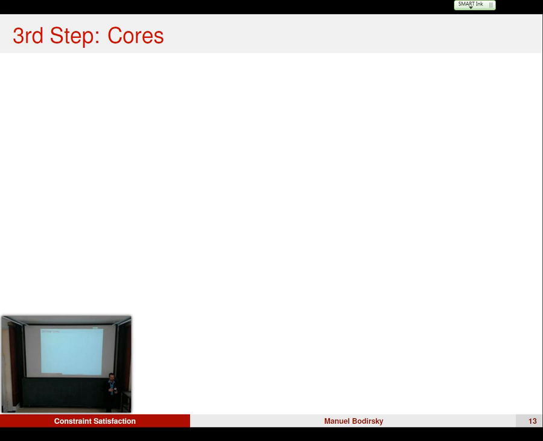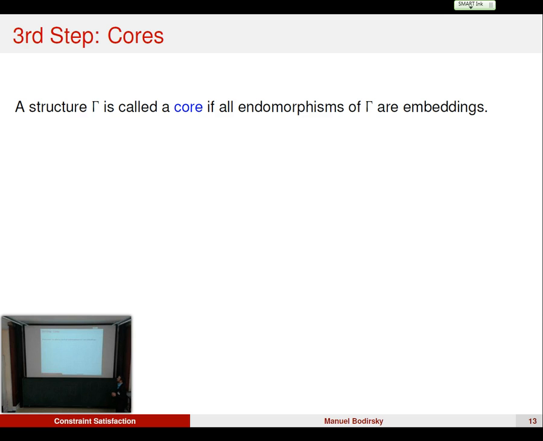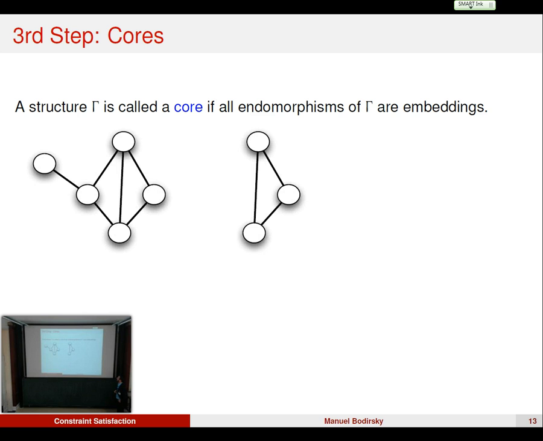This concept has been very important for finite structures gamma, and it smoothly goes through for omega categorical structures as well. You just have to do the right definitions. A structure is called a core if all endomorphisms of the structure are embeddings. For finite structures, very often you see automorphisms, but of course it's equivalent. For infinite, omega categorical structures it's no longer equivalent, and you should write embeddings. That's the fruitful generalization.